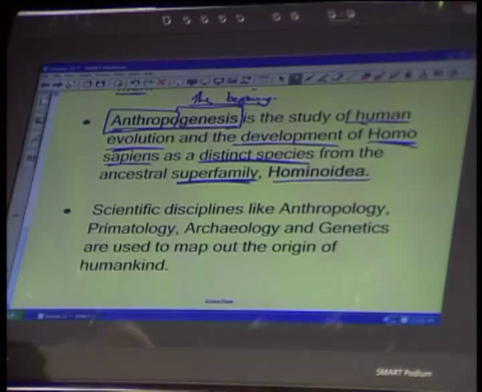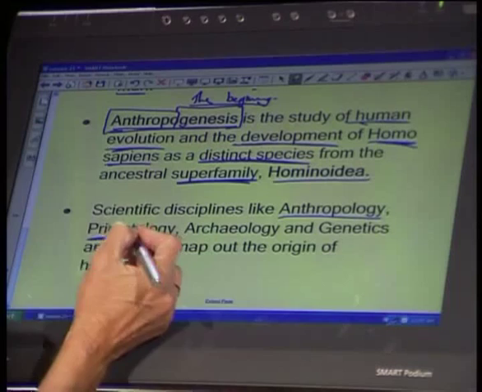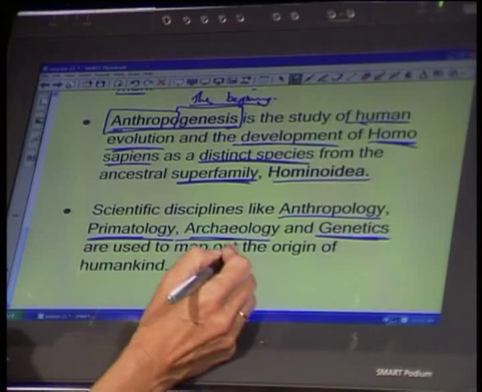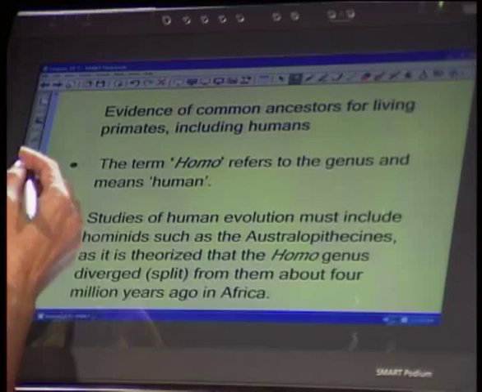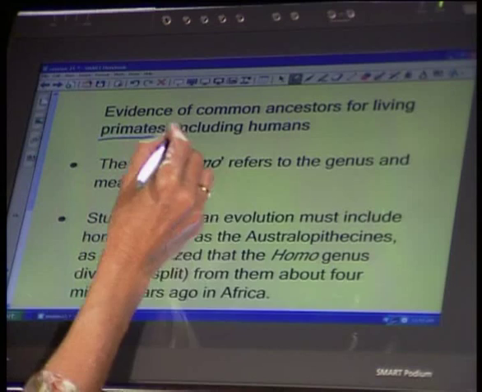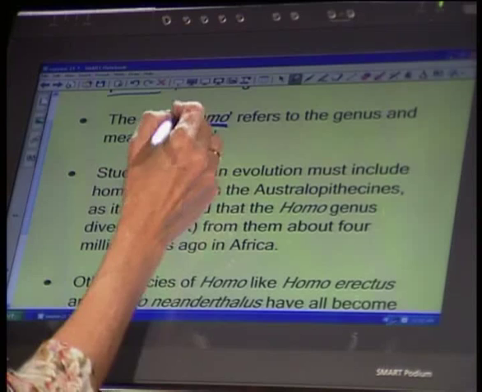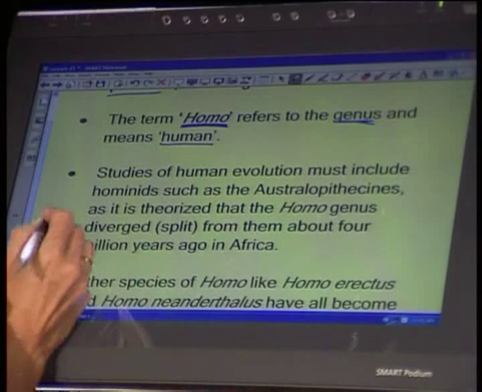Okay. Scientific disciplines like anthropology, primatology, which is your primates, so we know anthropology. Primatology, looking at the structure of all your primates, so your baboons, your gorillas, your apes, your orangutans, etc. Archaeology and genetics are used to map out the origins of humankind. So we are determined to find where on earth we came from. Evidence of common ancestors for living primates, including humans. So now we look here and we say, right, the term Homo, and you'll see it's written in italics, refers to the genus and means to be human. Okay?